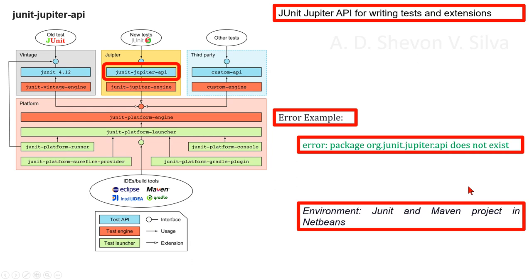As an error example, we can consider this error that occurred in the environment of a JUnit and Maven project. This error occurred in a JUnit and Maven project in NetBeans. Error: package org.junit.jupiter.api does not exist.